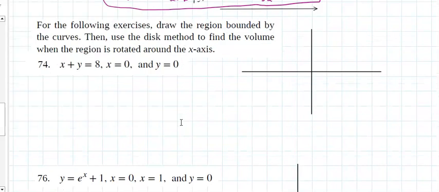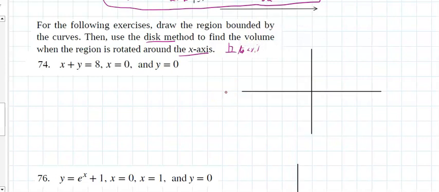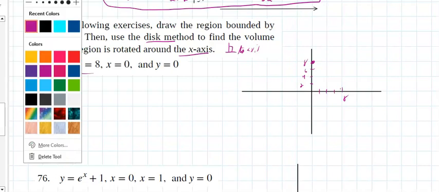So here we start with the first problem that says, for the following exercises, draw the region bounded by the curves, then use the disk method. Disk method means you're going to pick your rectangle perpendicular to the axis of rotation. Well, we're going to rotate this about the x-axis. Let me center that really quick. So, x plus y equals 8. Let's say that is 2, 4, 6, and 8. So this is 8, 2, 4, 6, 8. It's a line.